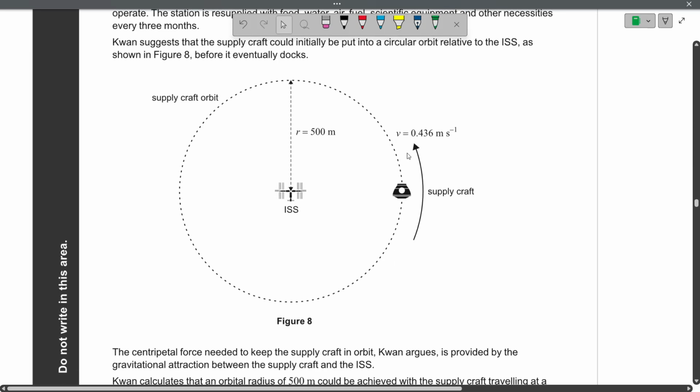So what he's saying is that there's the ISS, wherever it is in orbit around Earth. But they're sending a supply craft up to there, and that supply craft itself is going to be put into orbit around the ISS. So it's kind of like the ISS is the Earth, and the supply craft is like the Moon, right?